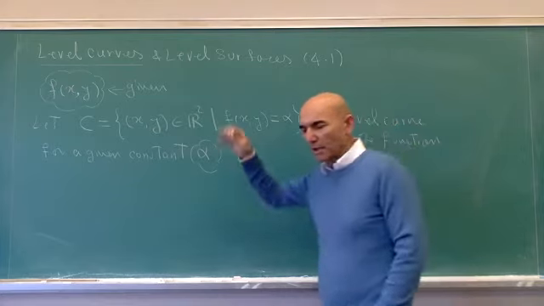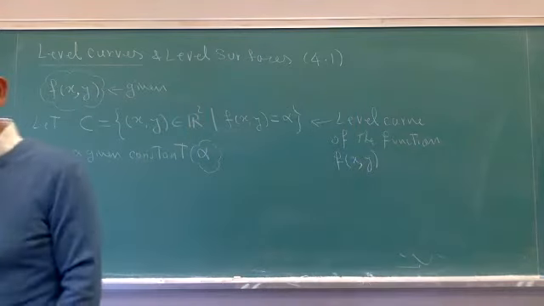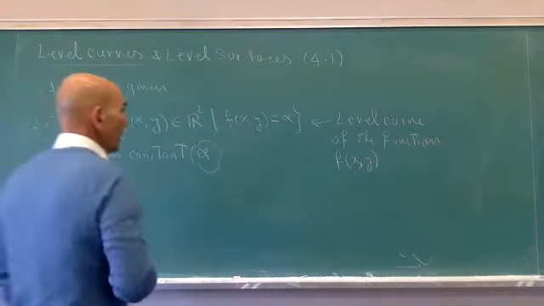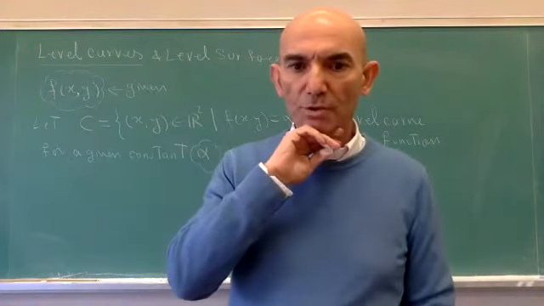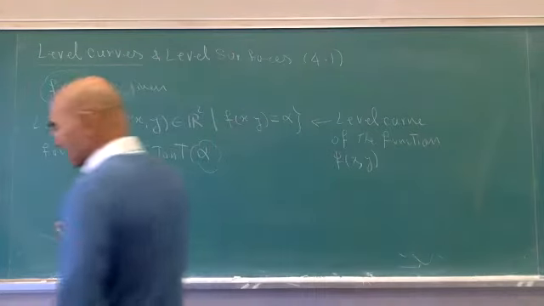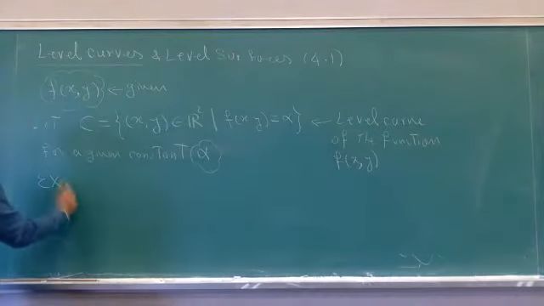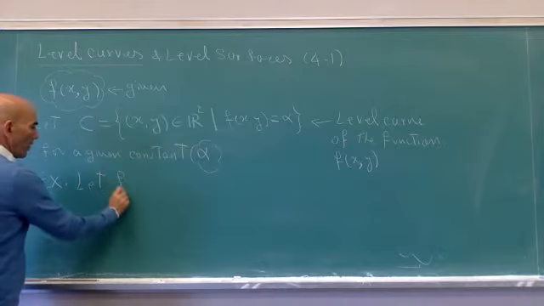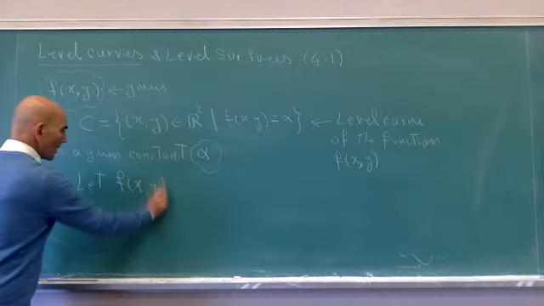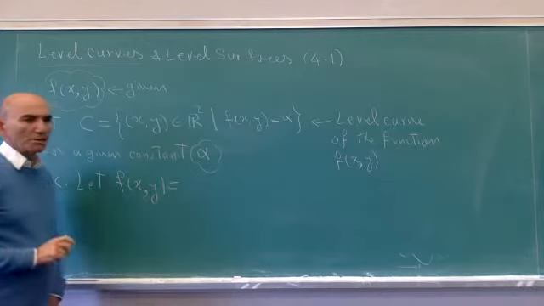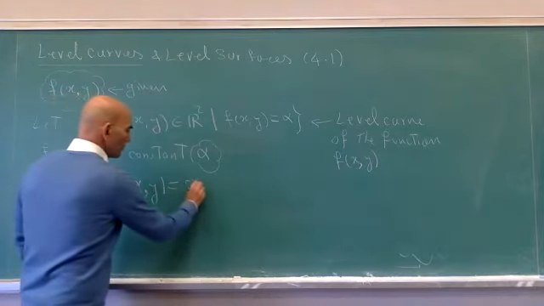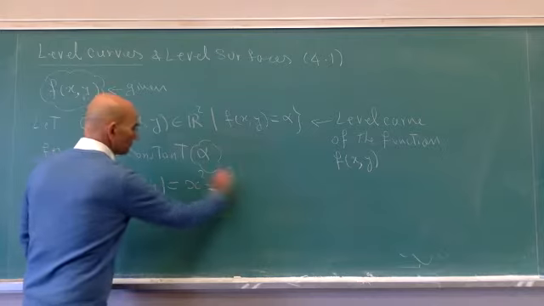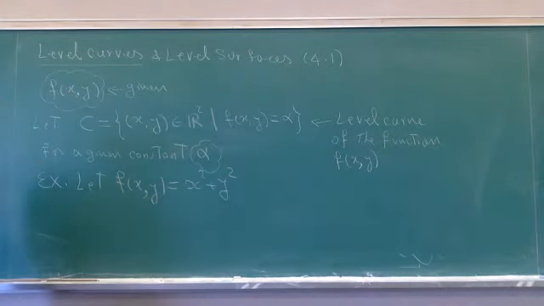The notion is defined abstractly like that, but let me give you an example so that you can see what's going on, and then we can discuss it from there. So here's an example. Let f of x and y be equal to the simplest thing, x2 plus y2, for example. Right. Okay, now let's draw the level curves of this.